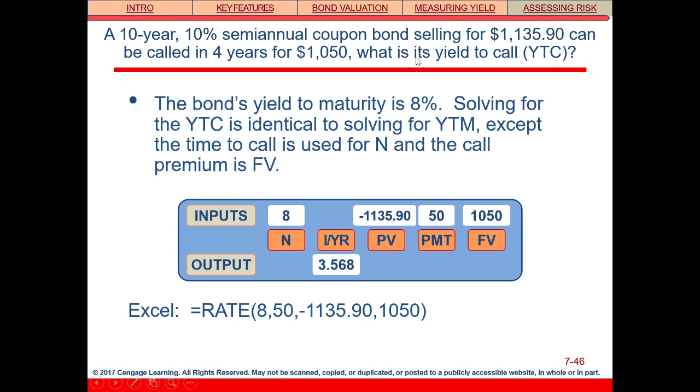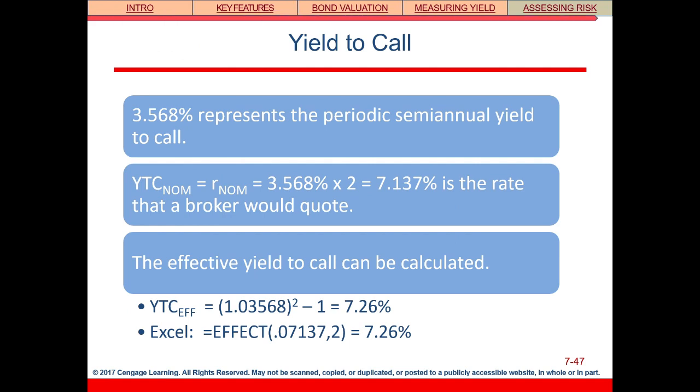So the only thing that we don't know is the I/Y, that's the yield to call, and we can calculate the yield to call, which should be 3.568. So that's the answer. But that's the periodic semi-annual yield to call. Remember, everything now is every 6 months, right? So the period is 6 months. Therefore, we have to change it to annual. So we have to use this result times 2. Then we get 7.137% is the rate that a broker would quote.